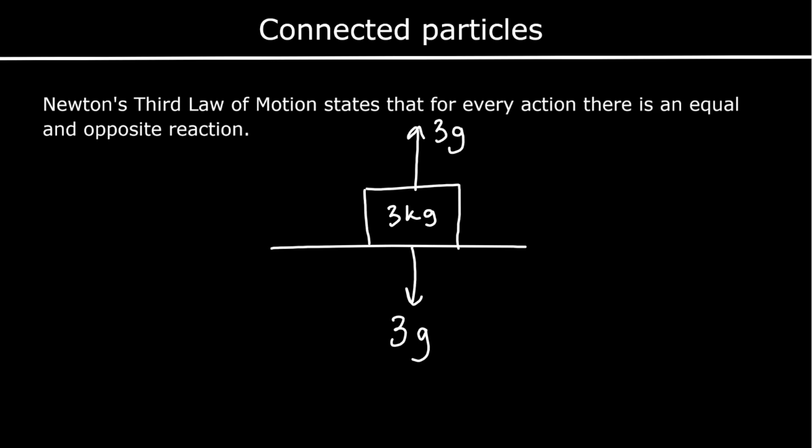So now we've got 3 laws of motion. Newton's first law of motion was that an object will remain at rest or remain with a constant velocity unless it's acted on by a resultant force. The second law of motion was F equals ma, and the third law of motion, for every action, there's an equal and opposite reaction.